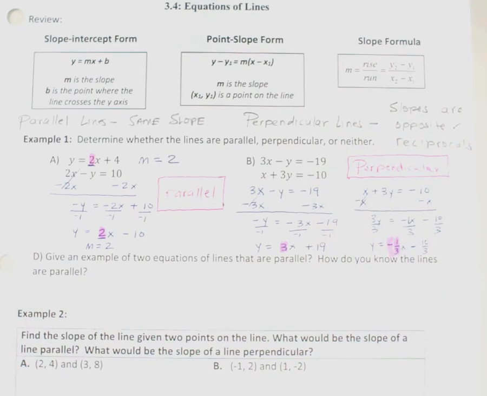Okay, letter D says, give an example of two equations of lines that are parallel. How do you know they are parallel? I'm going to have you give an example of two equations of lines that are parallel, explain how you know the lines are parallel, and we will discuss this next class.